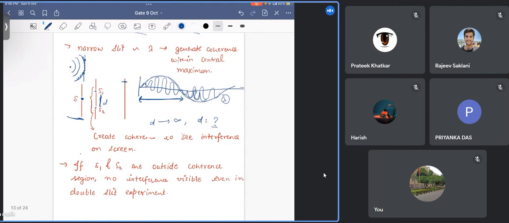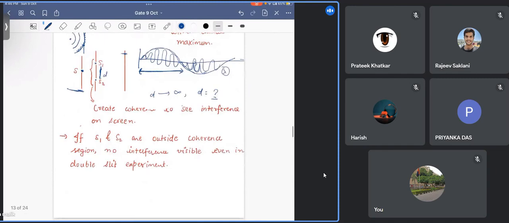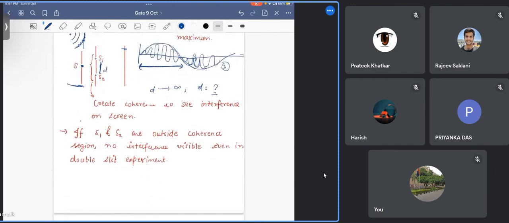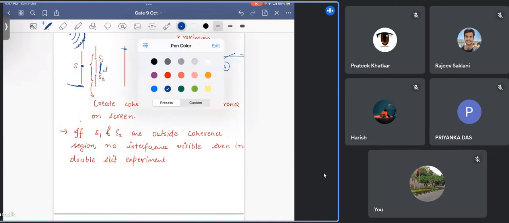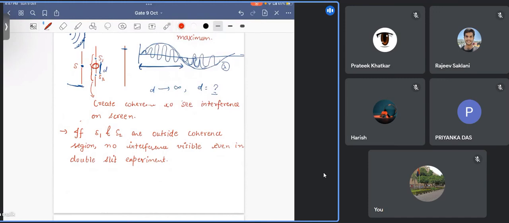So this is related to spatial coherence. It says that if S1 and S2 are outside the coherence region, then you will not see interference. For example, if your spatial coherence lies within this region only, and S1 and S2 lie outside this region, then there will not be any interference pattern here. So for the interference pattern to be seen in Young's double slit experiment, S1 and S2 have to be in the coherence region. So how do you find that coherence region here? This will depend on the source size here.